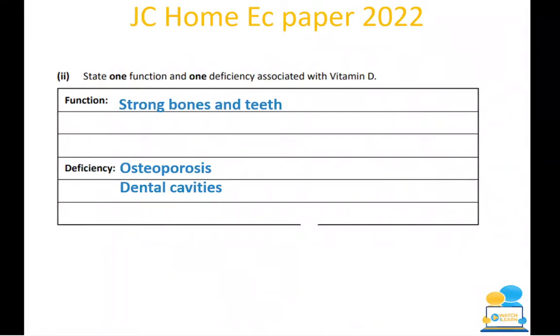So here's from the junior cycle home ec paper from this year. As I was an examiner this year, I would have corrected this, and this would have been one of the worst answered sections. So this was on question 13, so it'd be towards the end of the long questions. What we're looking at here, it says part 2, state one function and one deficiency associated with vitamin D.